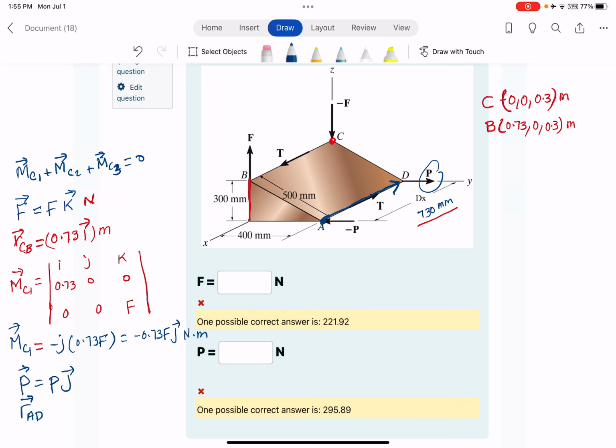For RAD, we don't have A and D, so what is the coordinate of A? Coordinate A: the X is 0.73, the Y is 0.4, and the Z is 0, because it's on the floor. D is on the Y axis, so the X is 0, the Y is 0.4, and nothing in the Z. So now RAD is D minus A: 0 minus 0.73.